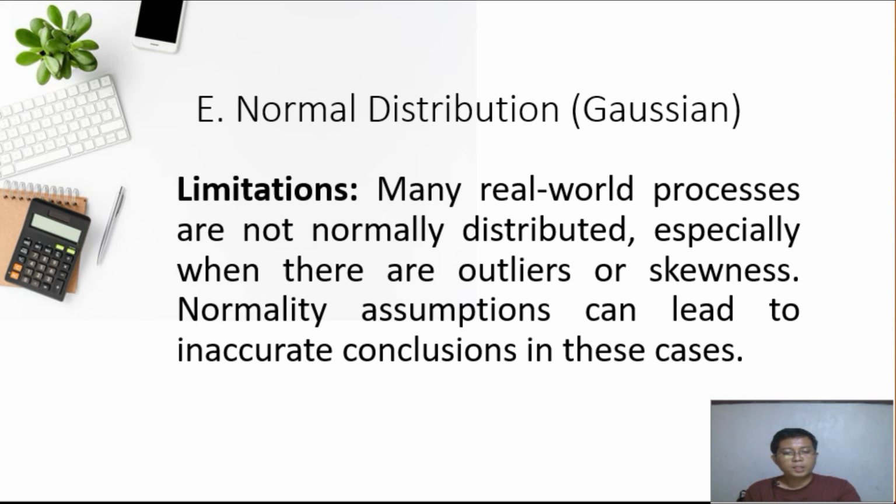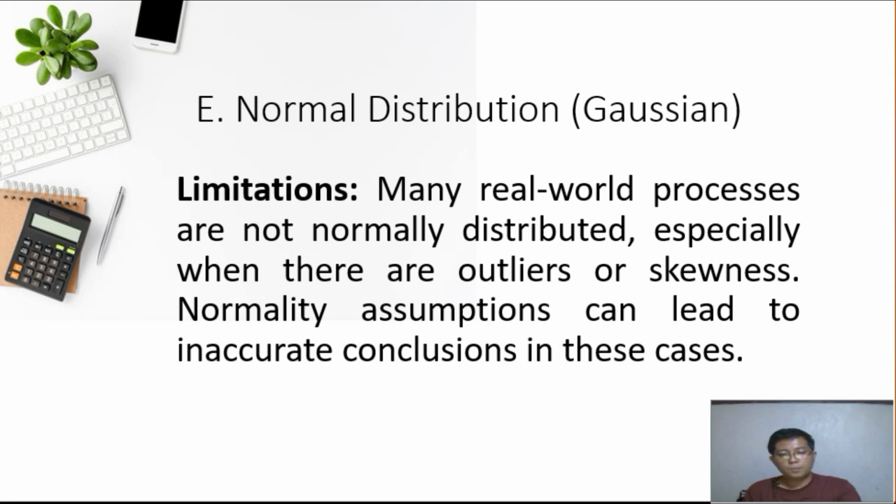Okay? What are the limitations of the normal distribution or the Gaussian distribution? Many real-world processes are not normally distributed, specifically when there are outliers, these extreme values, or skewness. Normality assumptions can lead to inaccurate conclusions in this case. While many phenomena can be modeled using a normal distribution, there are numerous real-world scenarios that do not follow this pattern, particularly, for example, in the presence of outliers or skewness.